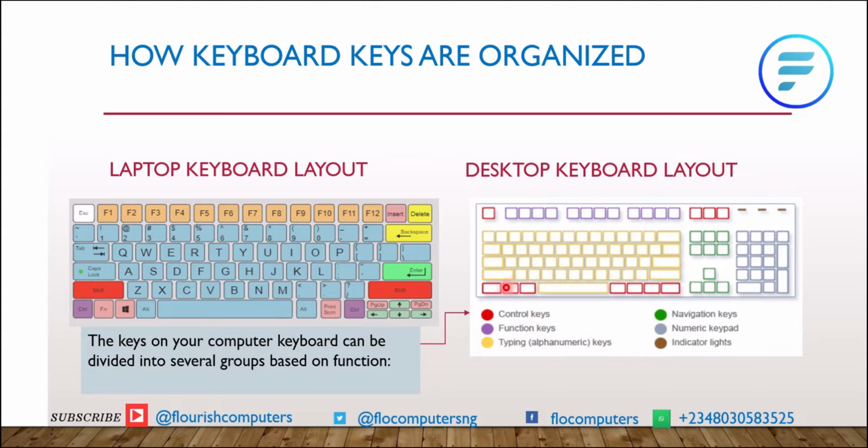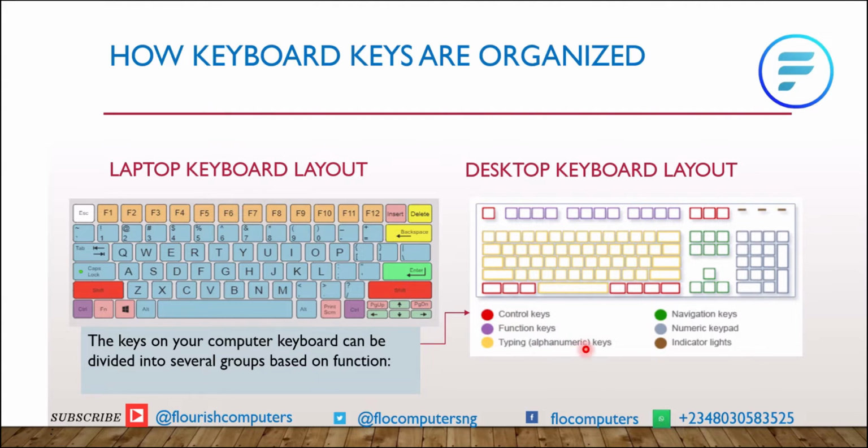As you can see, we have the control group. That is the red group that we have over here. Those are the control group. Then we have the function group. That is the first row on your keyboard, the first row at the top, which is actually the function group. That is where we have F1 to F12. You can see it on the laptop keyboard as well.